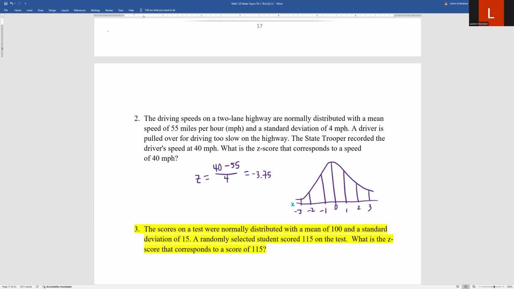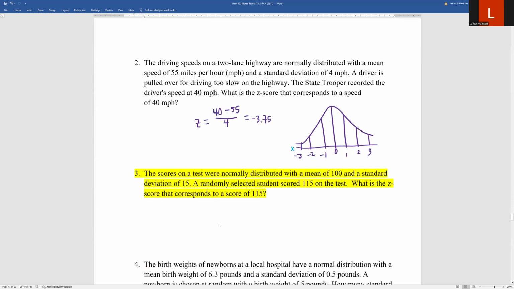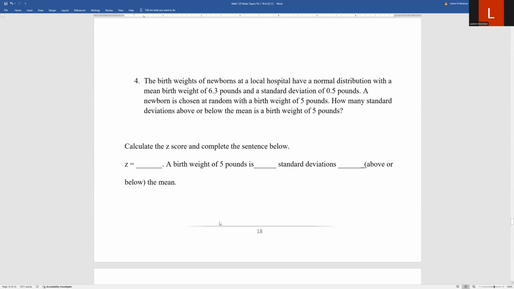They are not a typical driver. A typical driver would be between -3 and 3. This is an outlier. This is someone doing something odd, okay? So maybe they're drunk, maybe they're doing something they're not supposed to be doing. The state trooper was well within their rights to pull that person over with that much of a deviation from the norm, okay? Number 3 is on a Kahoot, so I'll let y'all try that one.